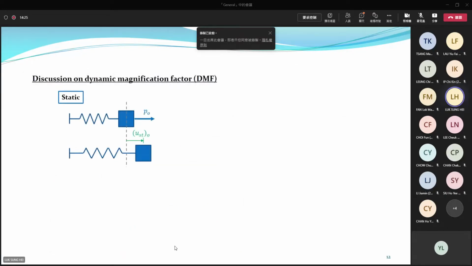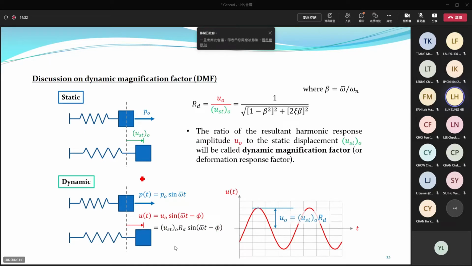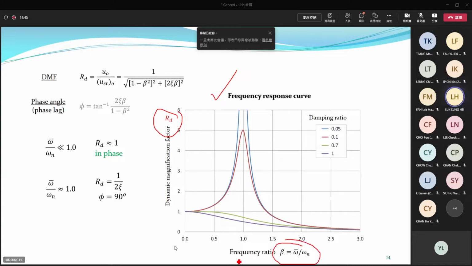We also had some discussion about the meaning of RD and phi last time. You may have a look at these few pages. I'm not going to repeat. This graph is useful. We call it the frequency response plot. This graph helps you to understand how RD changes with frequency ratio.